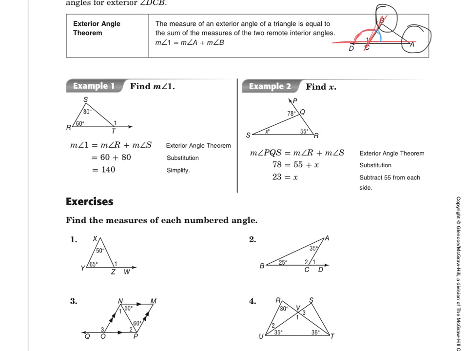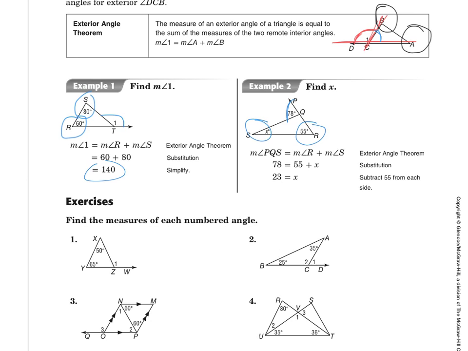In example 1, we want to find the measure of angle 1. Again, the measure of angle 1 is the sum of the remote interiors, so it's going to be equal to 60 plus 80, which is 140. And then in example 2, we have an exterior angle, and it is the sum of the two remotes.